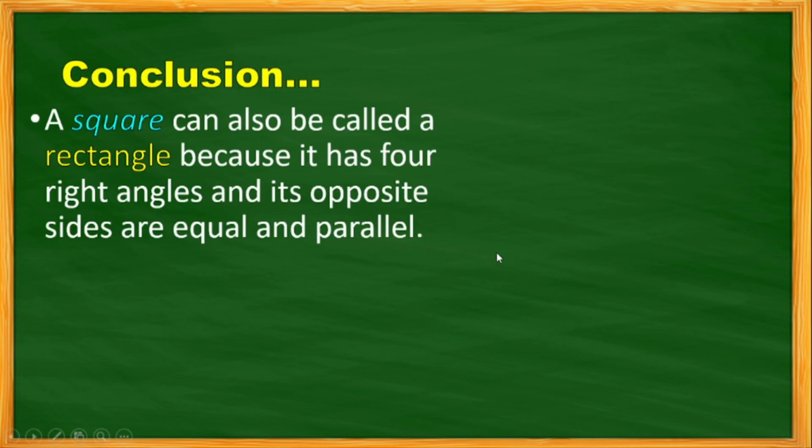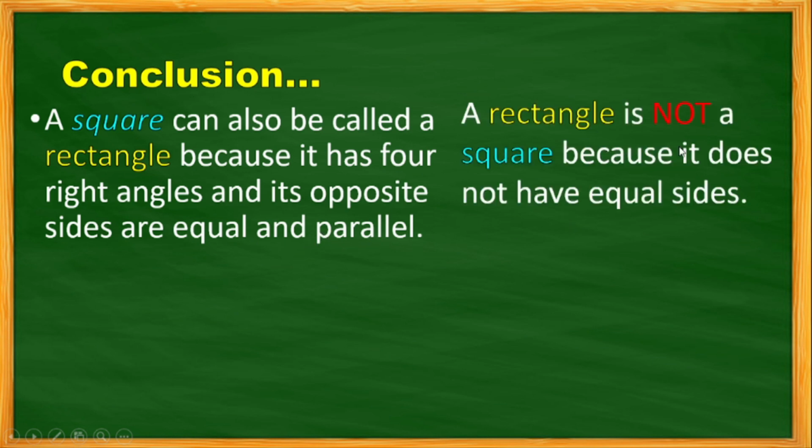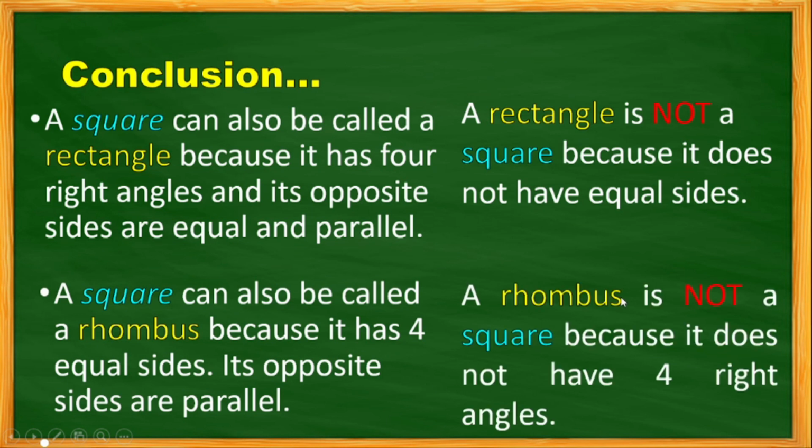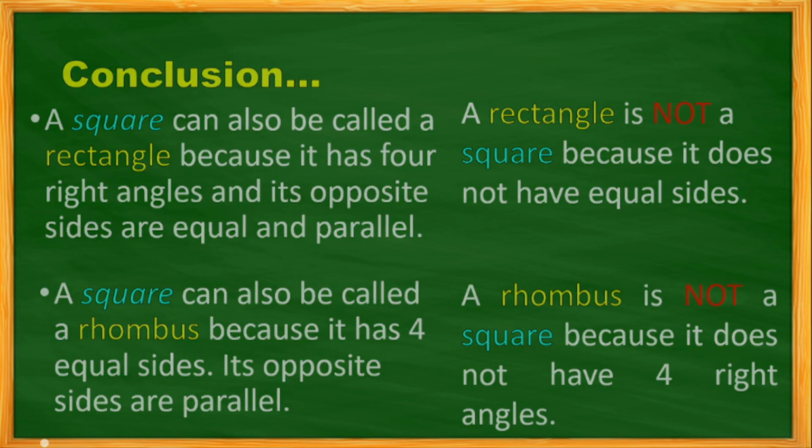So by the conclusion, we can say that a square can also be called a rectangle because it has 4 right angles and its opposite sides are equal and parallel. And a rectangle is not a square because it does not have equal sides. And for the rhombus, a square can also be called a rhombus because it has 4 equal sides and its opposite sides are parallel. But a rhombus is not a square because it does not have 4 right angles. So that would be the conclusion.